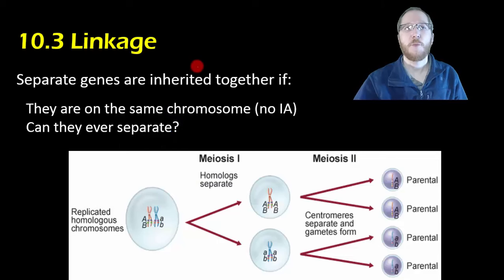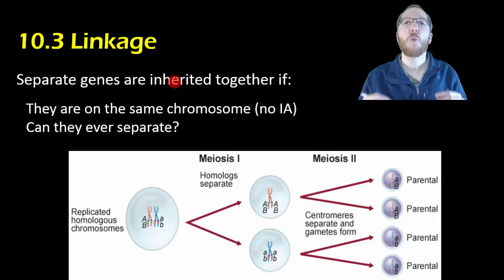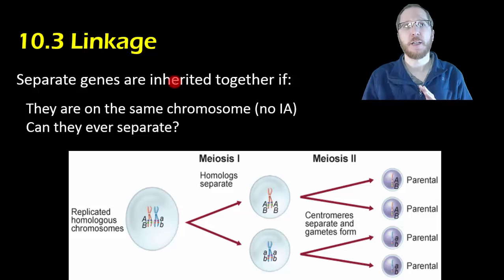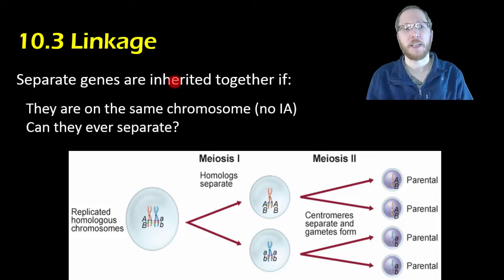Welcome to section 10.3. Now in 10.2 we finished off talking about independent assortment and how what you get for one gene, whichever alleles that you happen to get, does not impact what you get for a different gene. So essentially you can treat each gene as its own separate box that you can reach inside and pick out what you're going to be. But what you do for the first box doesn't impact what you get for the second.